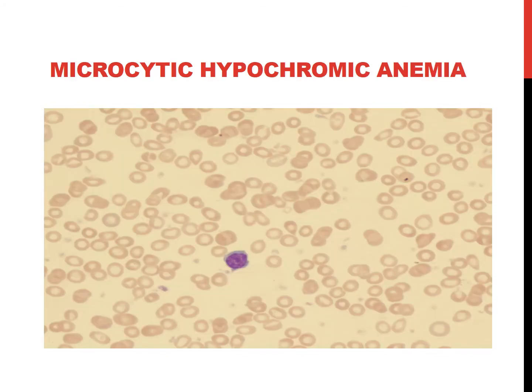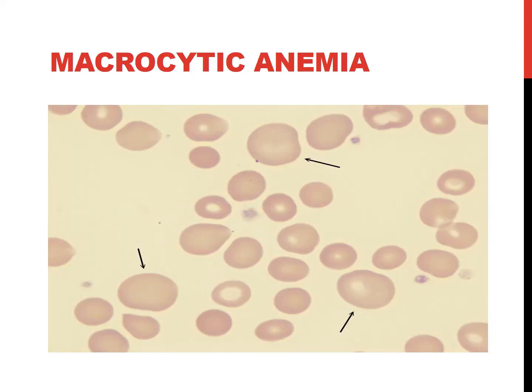However, if you look here, the central pallor is wider and the size is smaller, so it's microcytic hypochromic, like in iron deficiency anemia. But these cells are a little bit larger than expected, so this is called macrocytic anemia, which is common in megaloblastic anemia. We call them vitamin B12 and folic acid deficiency.